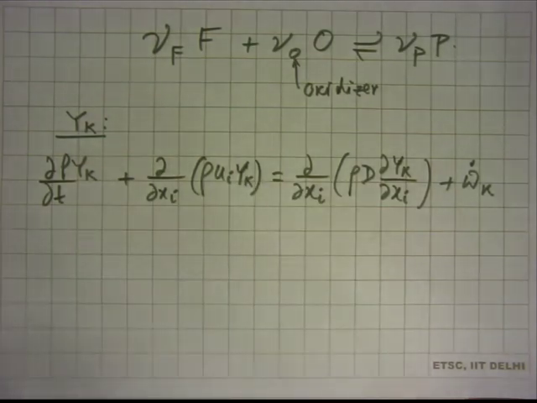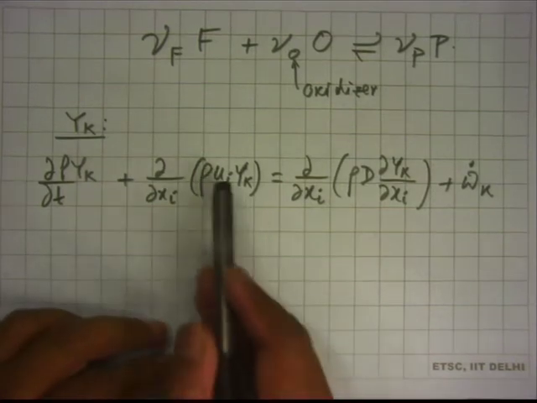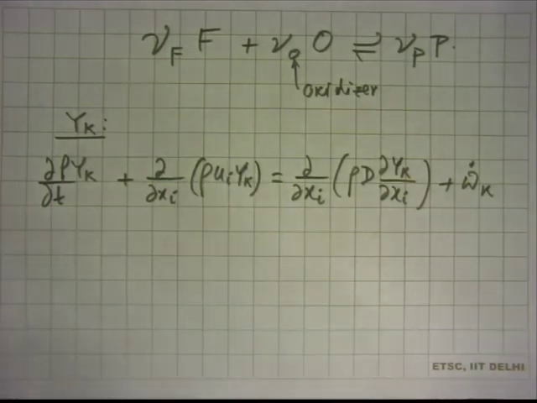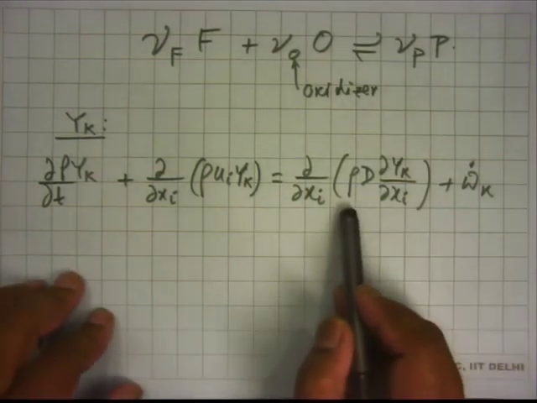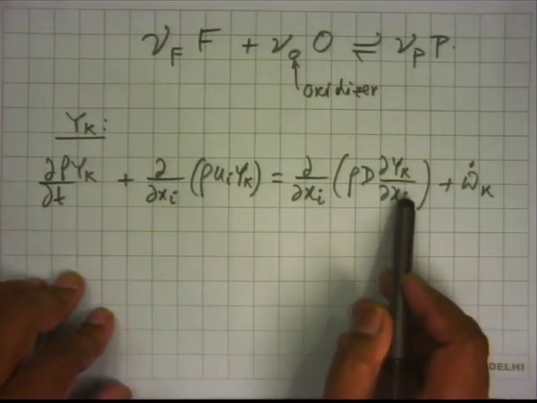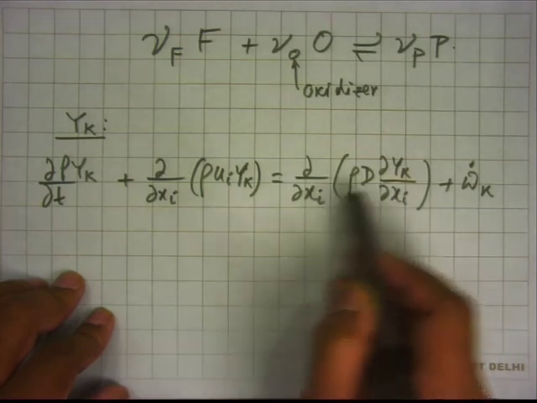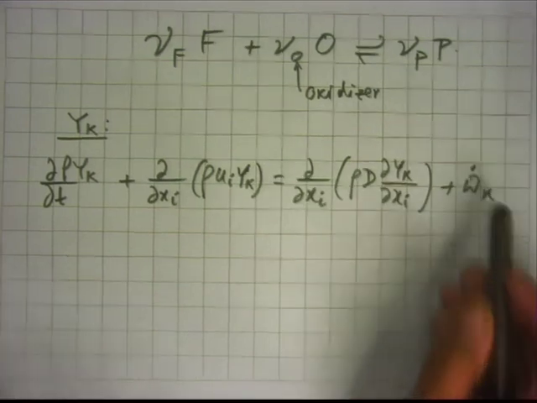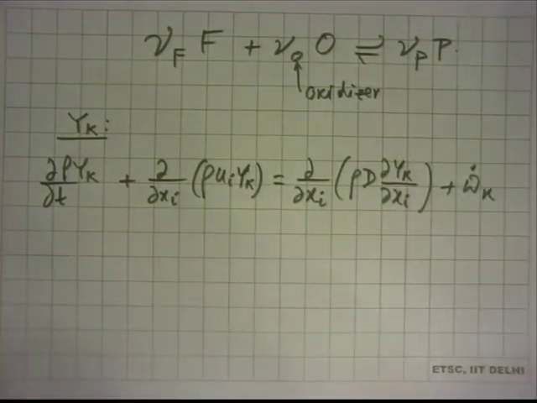So, you have seen this form of conservation equation before. The velocity is included here, so advection effects will come through this, and then there will be a diffusion term which will involve the second derivative. So, this is del xi of rho d del yk del xi plus omega dot k. Omega dot k must be the source term, which is the reaction term.